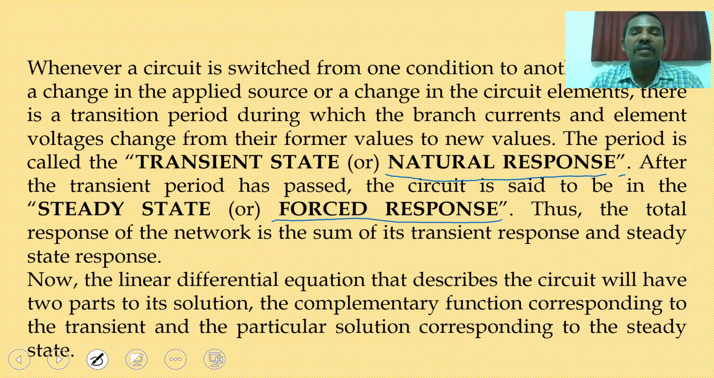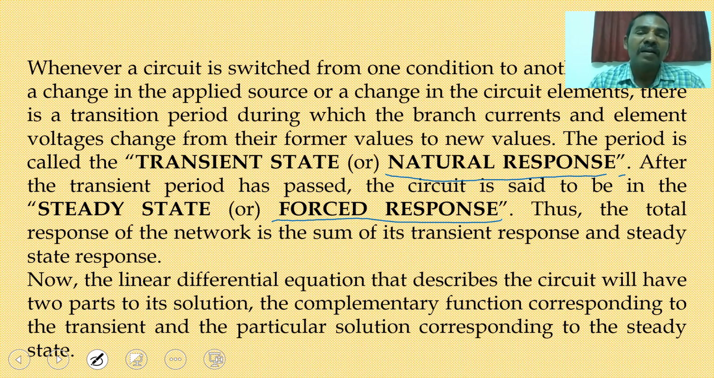So to go for the solution for this particular network, you have to go for time domain analysis, or you can go for the classical method, Laplace transform. There are so many transformation techniques. Fourier transformation technique is there, Z transformation technique is there, but your syllabus is limited to Laplace transform only.